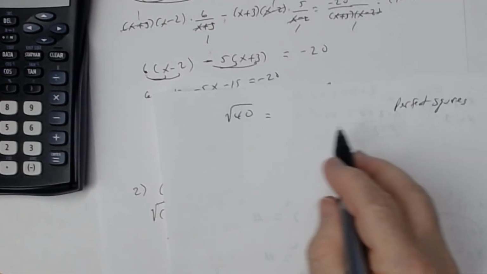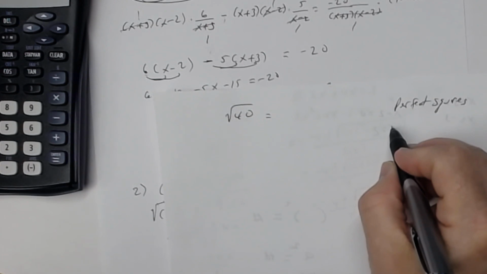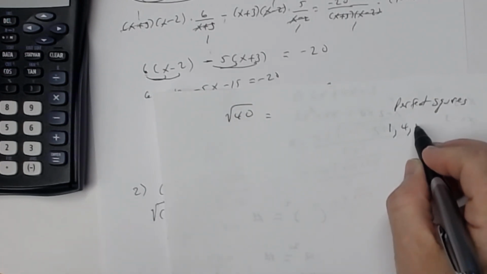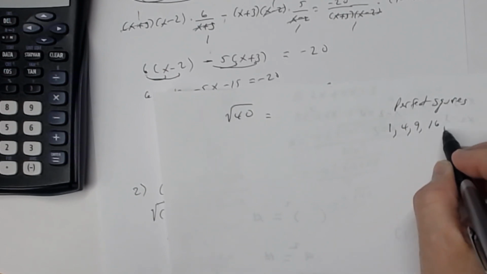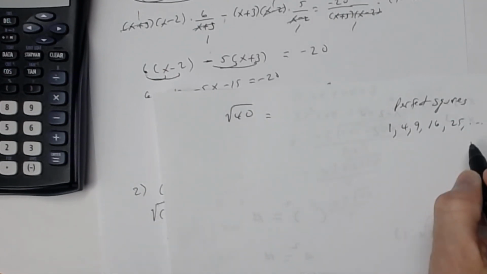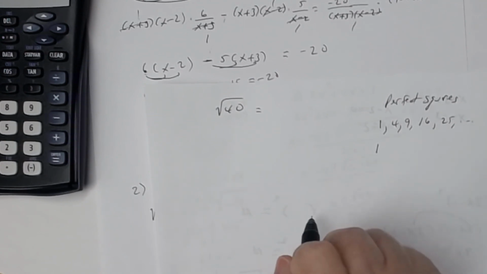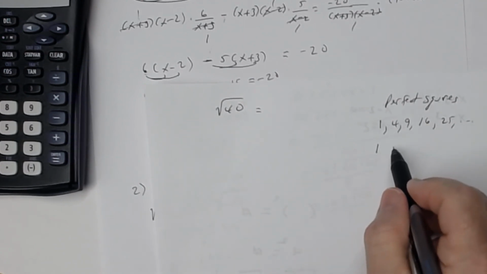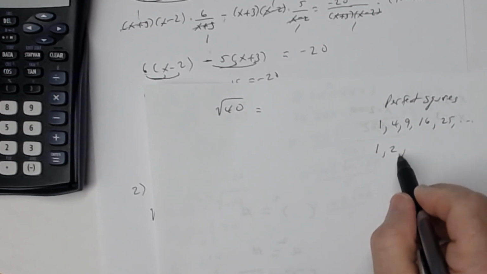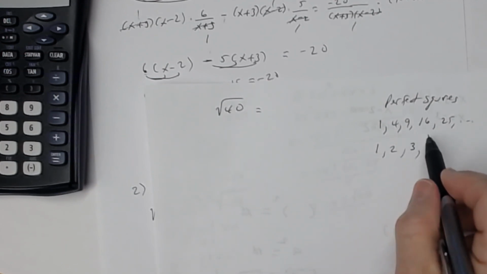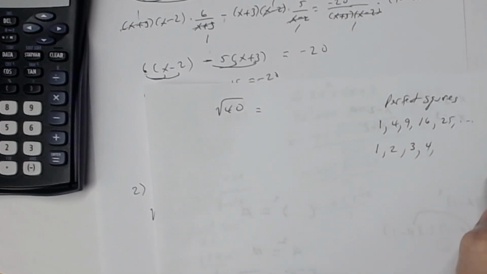I'm using perfect squares. So remember, your perfect squares, the smallest one's 1, then the next one is 4, then the next one is 9, next is 16, 25, and so on. So these are all perfect squares, which means that if I take the square root of 1, I get a whole number. If I take the square root of 4, I get a whole number. If I take the square root of 9, which is 3, I get a whole number. If I take the square root of 16, which is 4, I get a whole number.